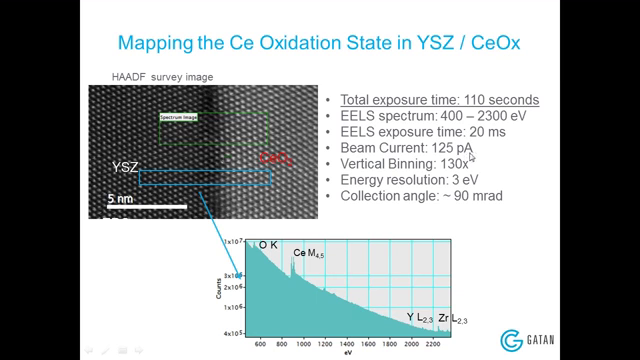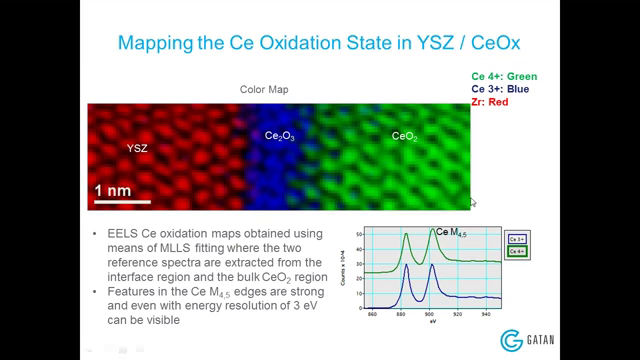We used less current than the previous experiment, and again a pretty large collection angle. If you see this data, you can clearly see that the map is resolved, even the oxidation state is resolved. So you can see it's pretty nice. This is the green, this is the ceria oxide with the cerium in oxidation state 4.